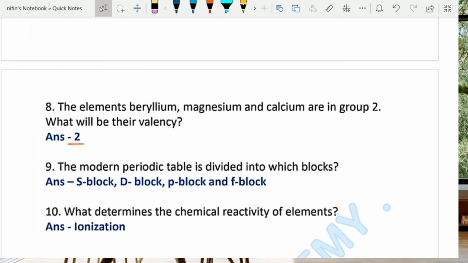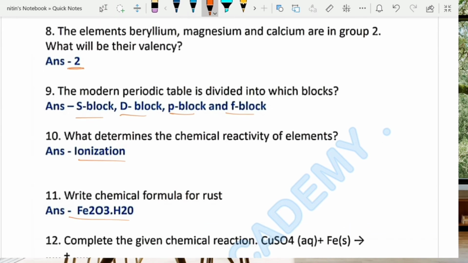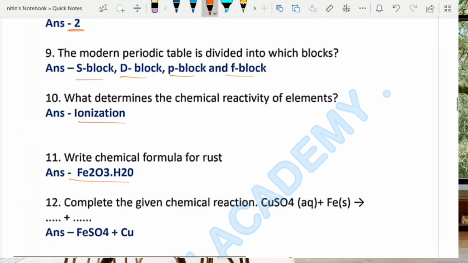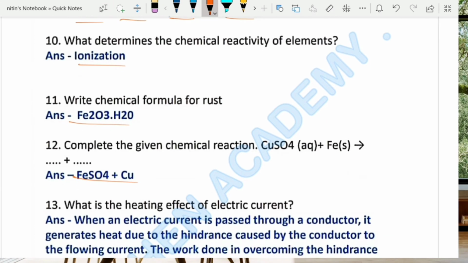The modern periodic table is divided into which blocks? S, P, D or F. There are 4 blocks present. What determines the chemical reactivity of the element? It is ionization. Next, what is the chemical formula of rust? Fe2O3.H2O. The given chemical reaction, CuSO4 plus Fe gives FeSO4 plus Cu, is known as a displacement reaction.